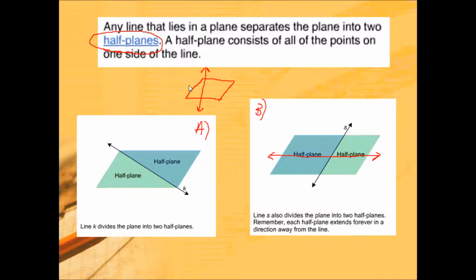But because we know a plane extends forever, if I stretched out this side, I could get it to the same amount as this side, because planes extend infinitely in all directions. Therefore, any line is going to cut a plane in half. A half plane consists of all the points on one side of the line.